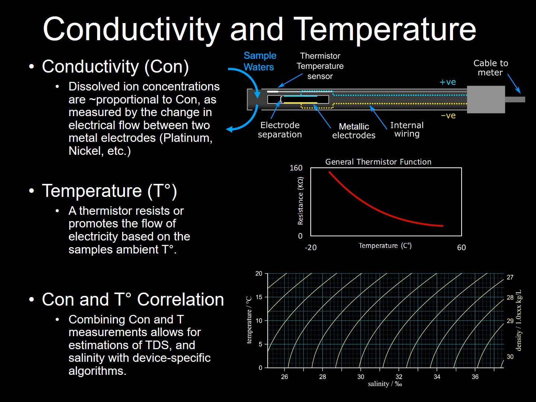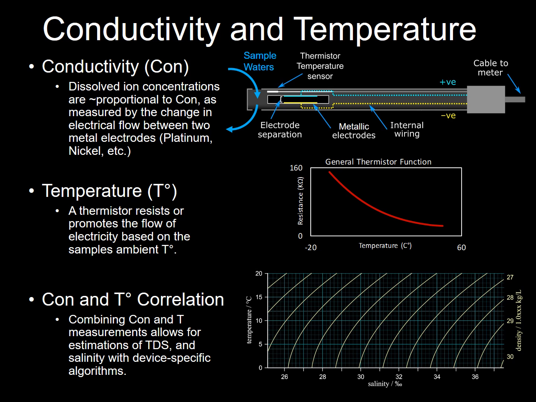And then conductivity and temperature are correlated. Several documents discuss this by combining the two. It allows for estimations of attributes with reasonable accuracy of TDS, accuracy dependent upon the device in use, but TDS, total dissolved solids, and also salinity with algorithms specifically designed for the different devices used.